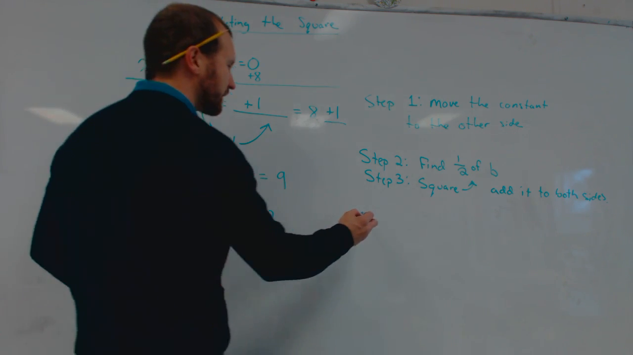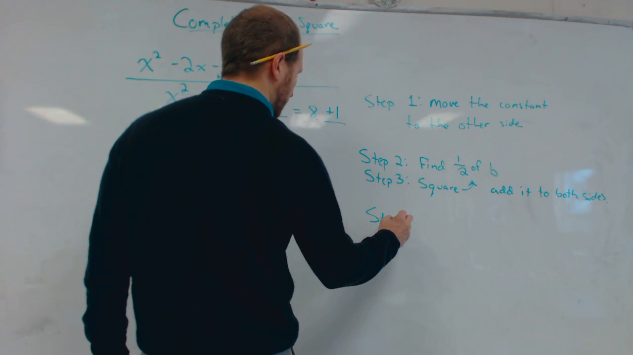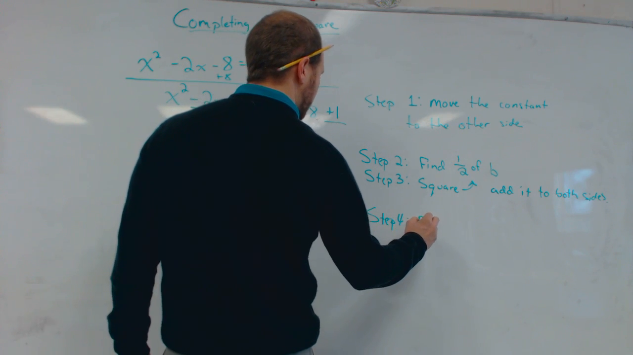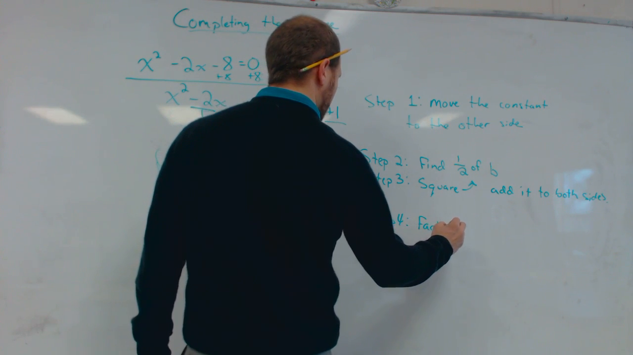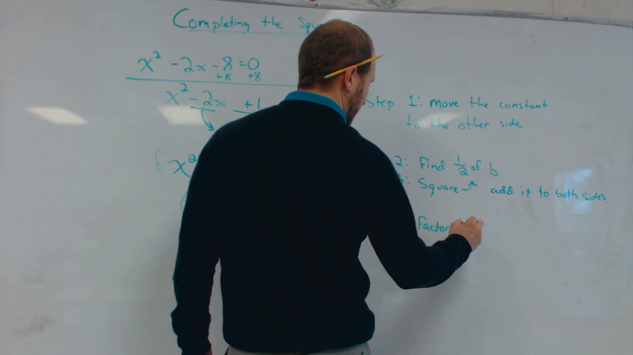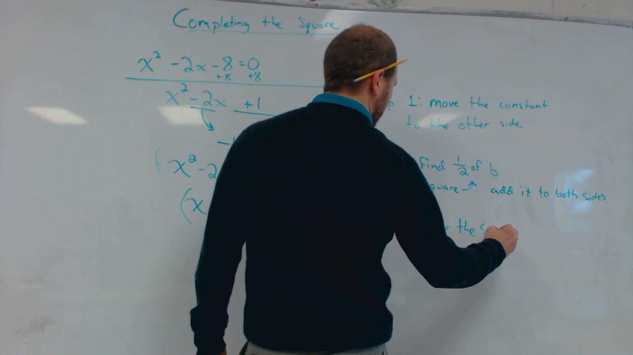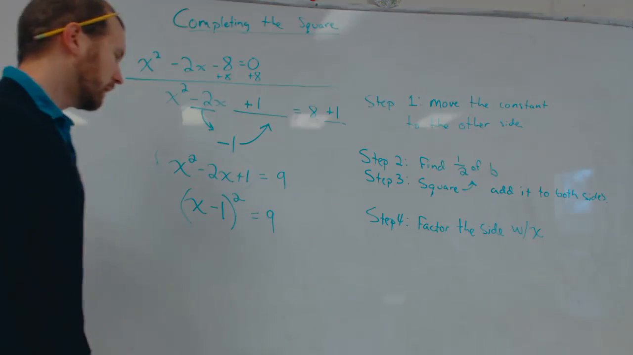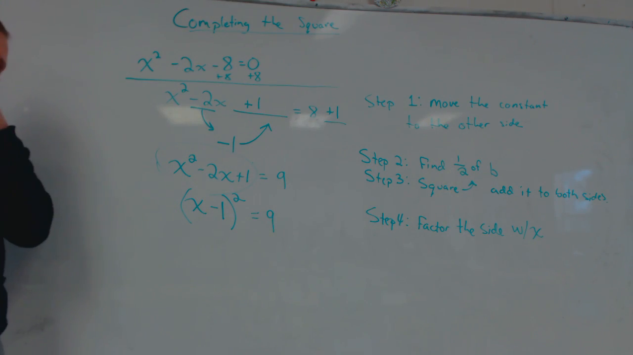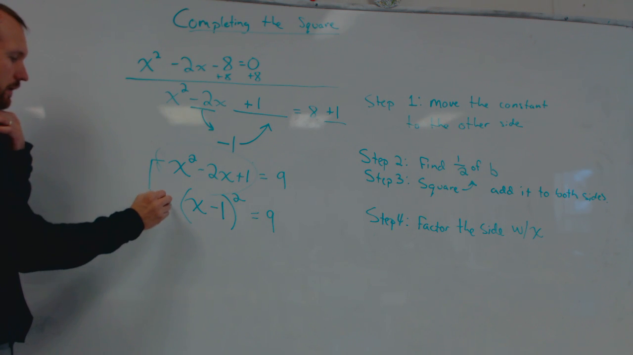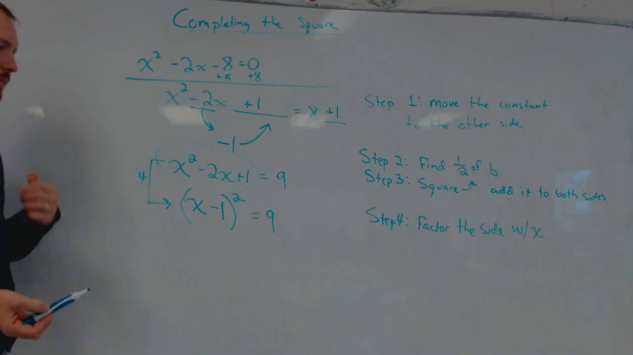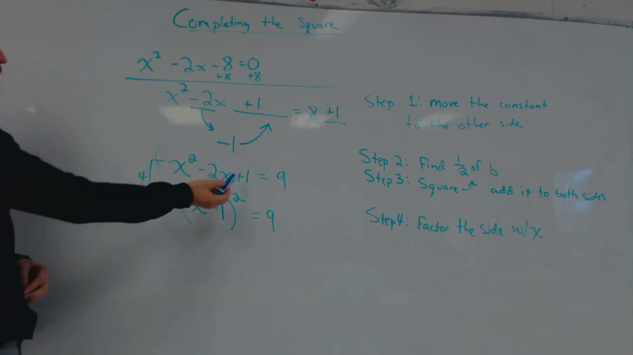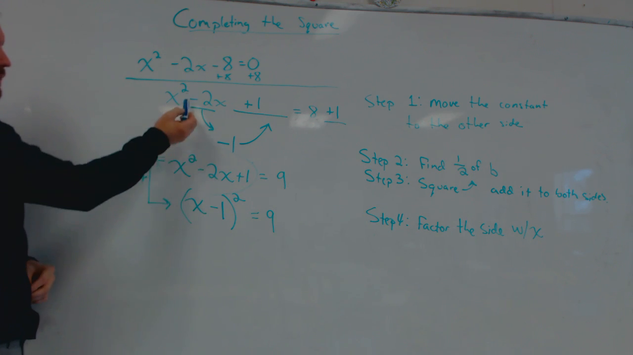So step 4 is to factor that. Step 4 is you factor the perfect square. You factor the side with x's, which just means going from here to here. That's step 4. Here, you don't really have to do this. I just rewrote what I had up there.